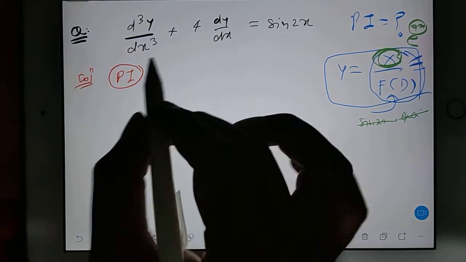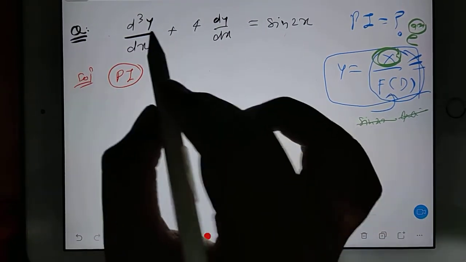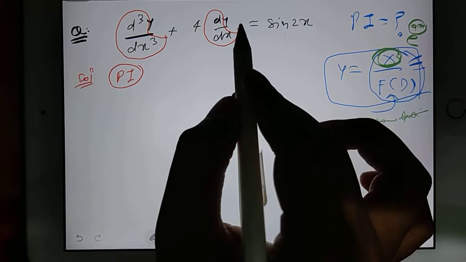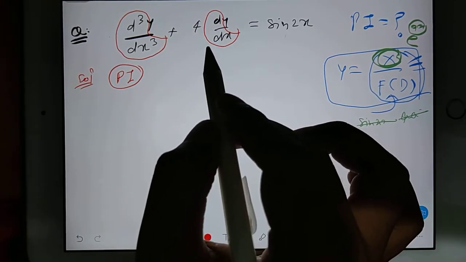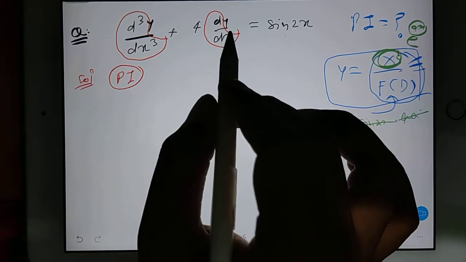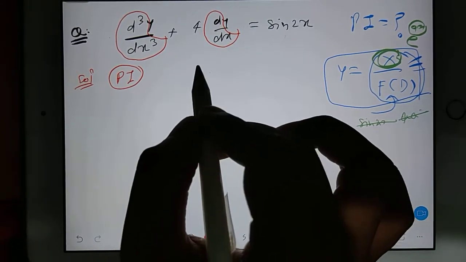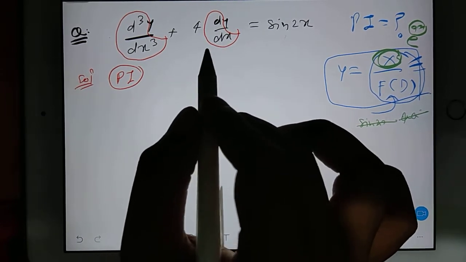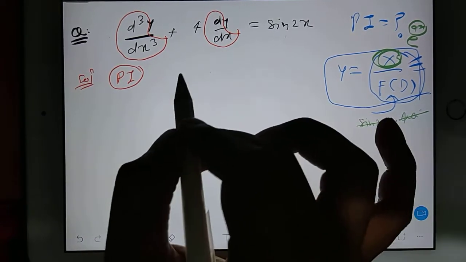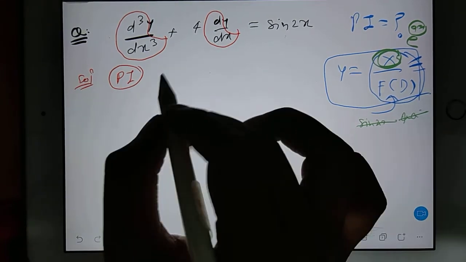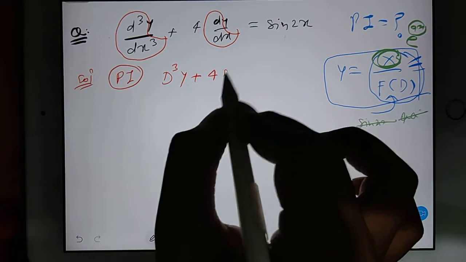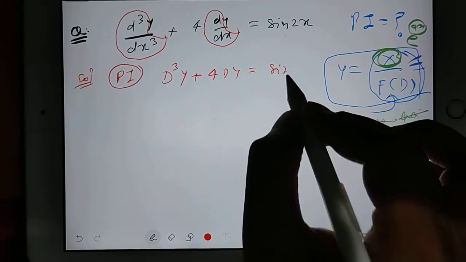Okay. So this part you can write as D cube. This part you can write as D. See, you should be ahead of me. Whatever I am writing on the screen, before that your brain should work. You should realize the next step. I mean, you should not just copy from the screen. You should be thinking about the solution. Okay. So you can write D cube y plus 4 Dy is equal to sine 2x.